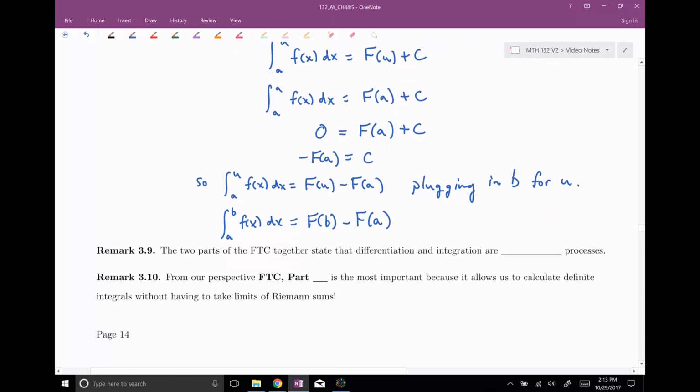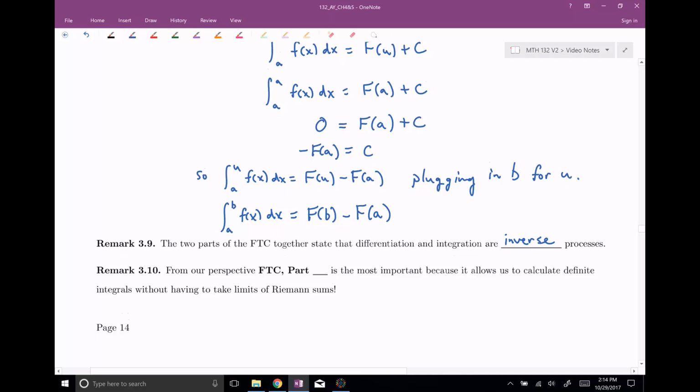And really combining these two together, the fundamental theorem of calculus states that differentiation and integration are inverse processes. They undo each other. If you take the derivative and then the integral, they undo each other. If you take the integral and then the derivative, they undo each other. It's like addition and subtraction, or multiplication and division. They undo each other.